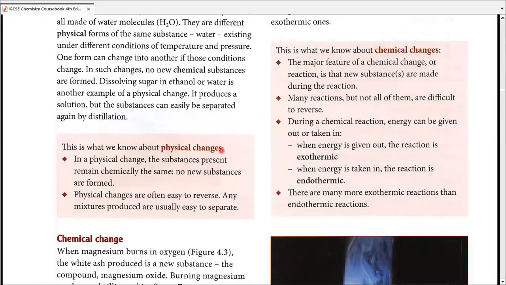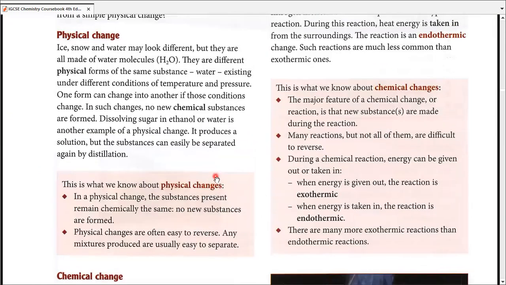In chemical changes, what happens is that a new substance is made, chemically made during the reaction. Hum usse chemical changes kehte hain. Not all of them, but most of them are difficult to reverse. Wo easily separate bhi nahi hote hain.